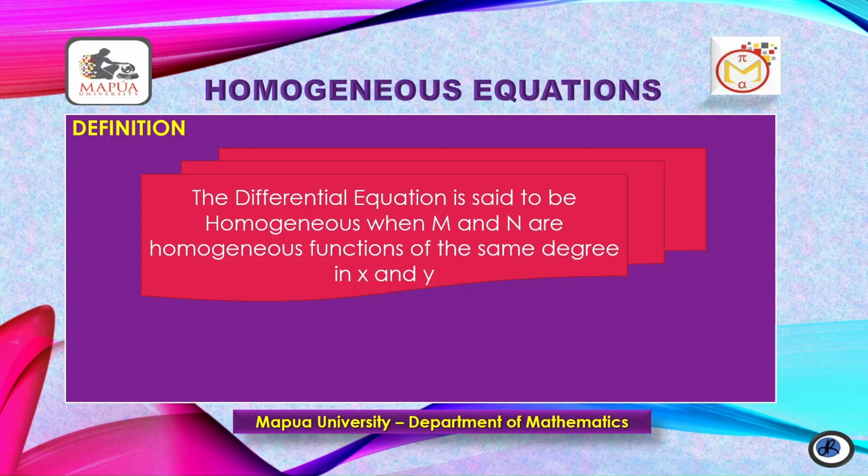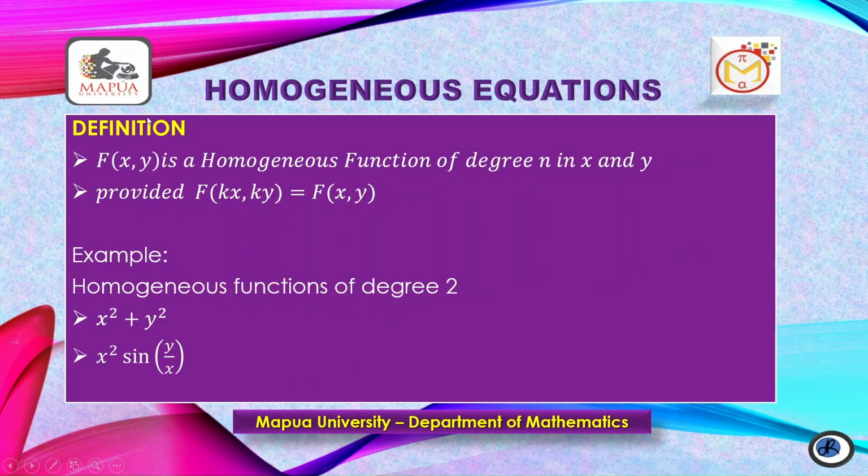So what do you mean by homogeneous equation? A given differential equation is said to be homogeneous when the M and N are homogeneous functions of the same degree in x and y. Meaning, the coefficient of dx, which is the M, and the coefficient of dy, which is considered as N, have the same power or exponents in x and y. We have some examples here, like in this case, this is a function of degree 2 because they have the same exponent or power.